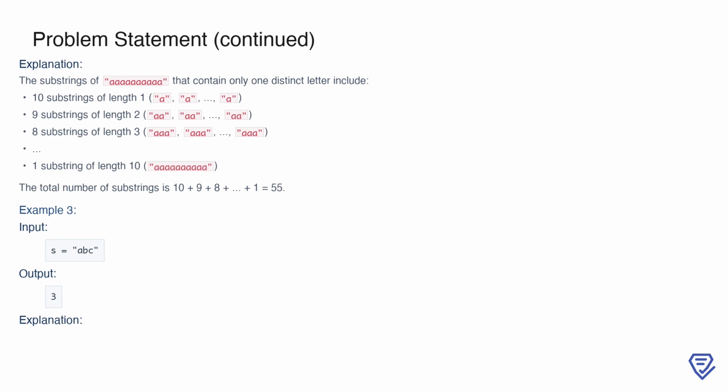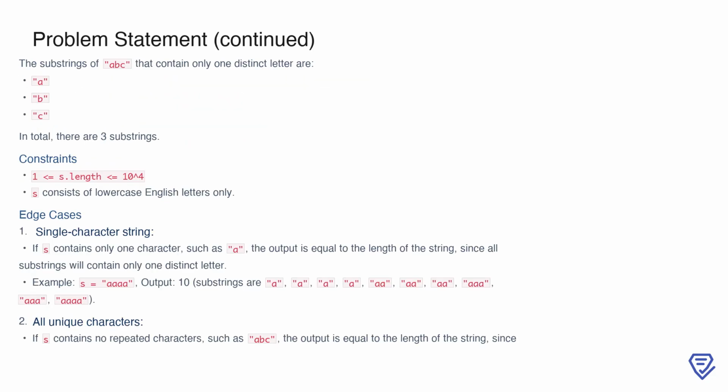If we add these together, the total number of substrings is 10 plus 9 plus 8 and so on down to 1, which equals 55. Similarly, if the input string is ABC, the substrings that contain only one distinct letter are simply A, B, and C. Since there are no repeated characters in this case, the total count is limited to 3, 1 for each character. Now let's discuss the constraints and edge cases to keep in mind.